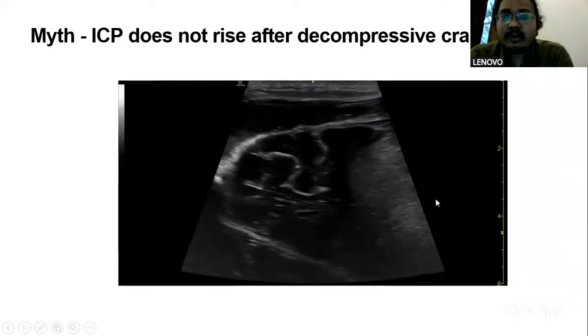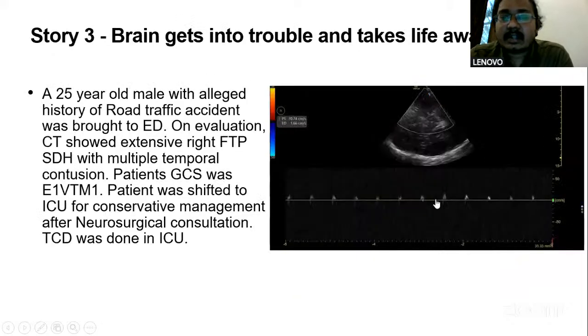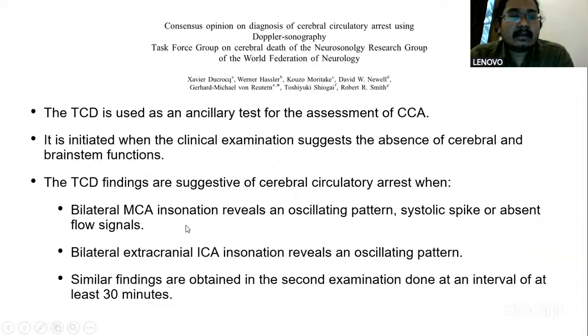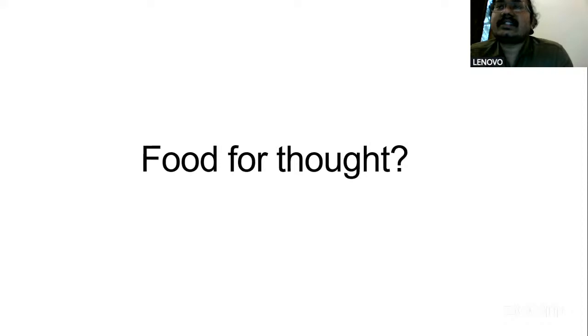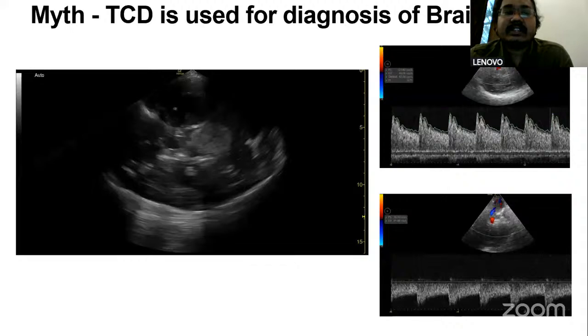So if you would see oscillating patterns or systolic spikes in bilateral intracranial arteries as well as bilateral extracranial arteries, then that is suggestive of cerebral circulatory arrest. So next time, if you do a transcranial Doppler without taking clinical context, then things might prove disastrous, because we had recently come across a case.